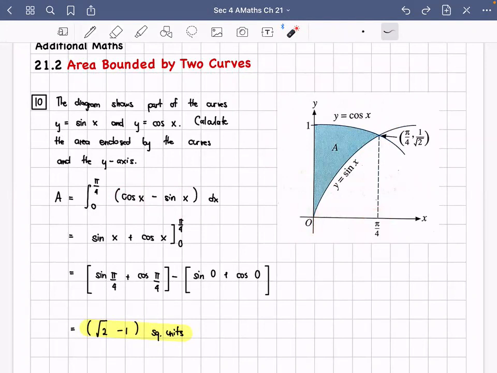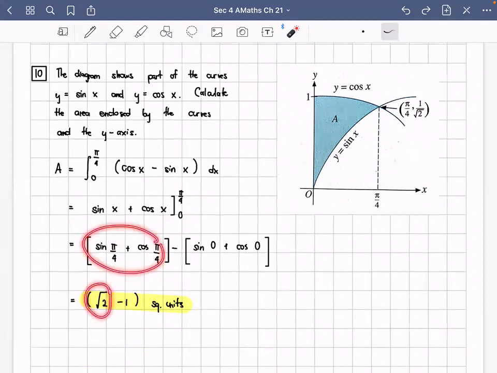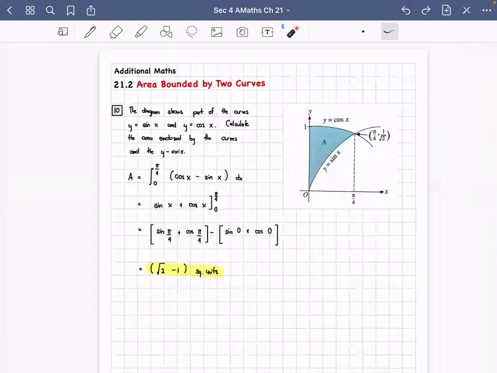Getting the antiderivative of cosine, you have sine. Getting the antiderivative of negative sine, you'll have positive cosine. So let's evaluate this now. We'll have sine of pi over 4 plus cosine of pi over 4 minus sine of 0 plus cosine of 0. When you evaluate this, you'll get square root of 2. And then this is simply minus 1. So therefore, your answer is square root of 2 minus 1 square units.